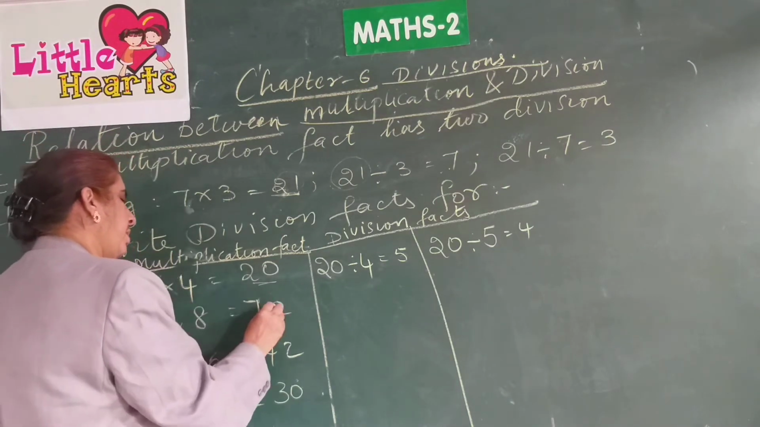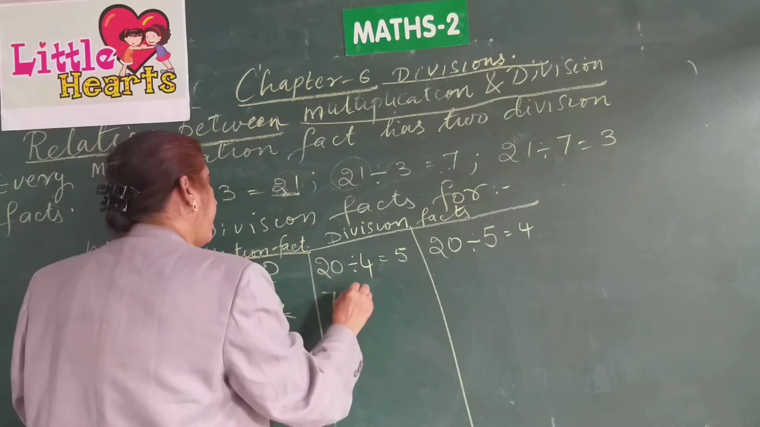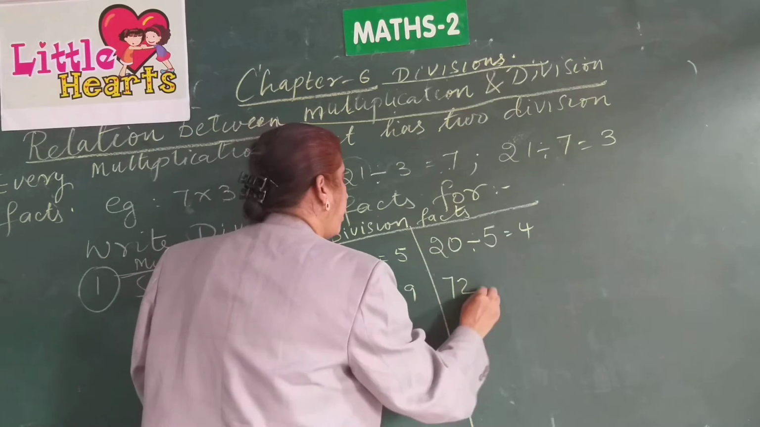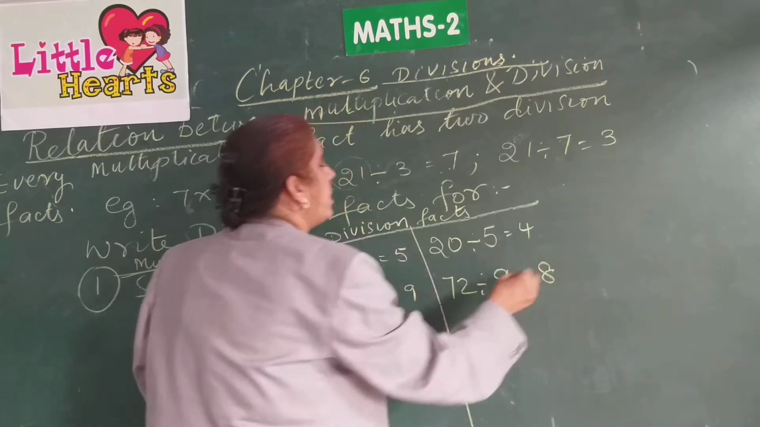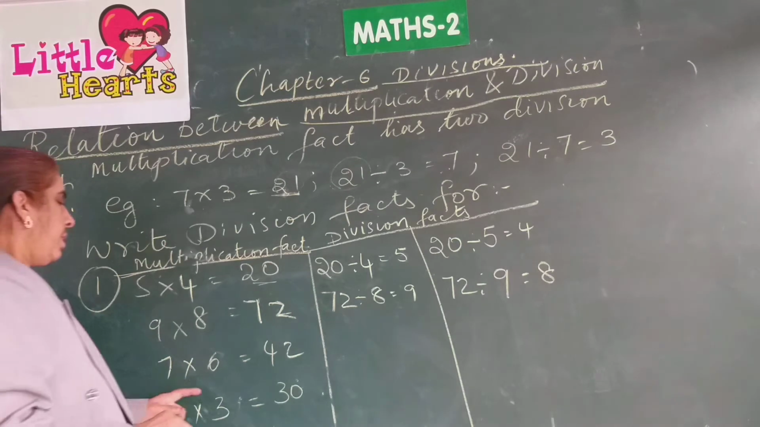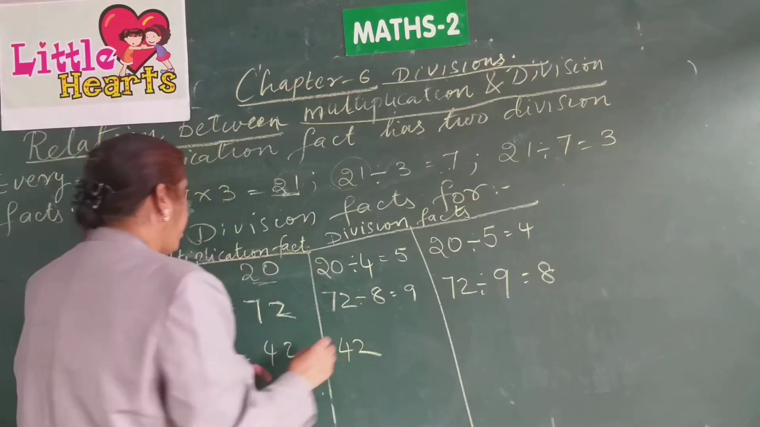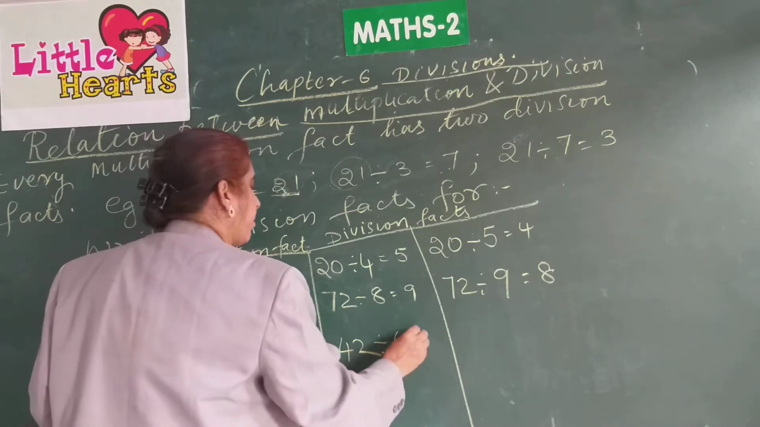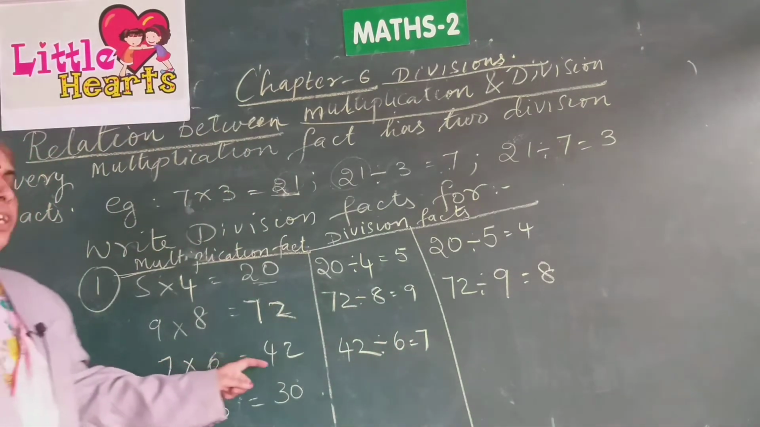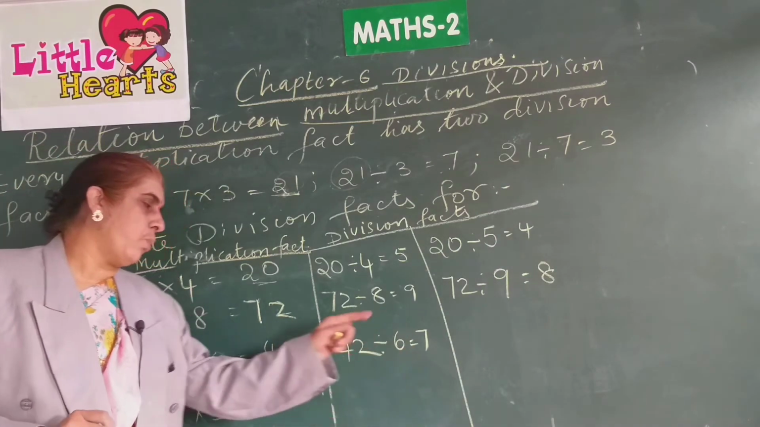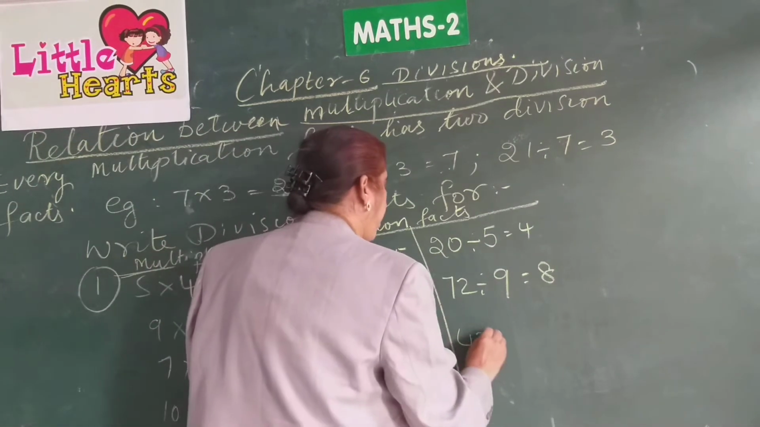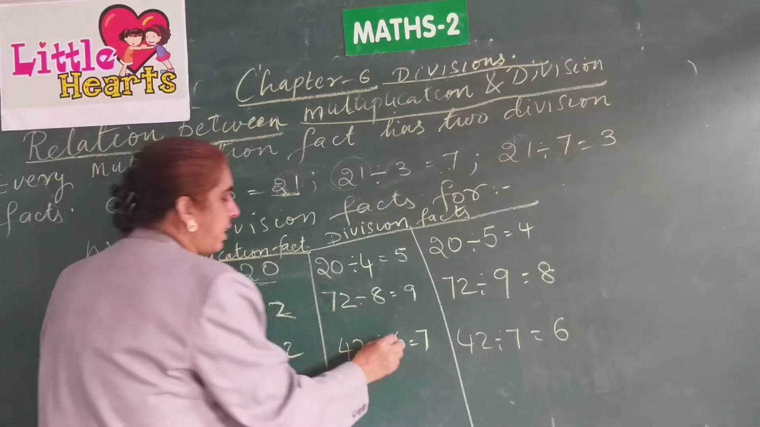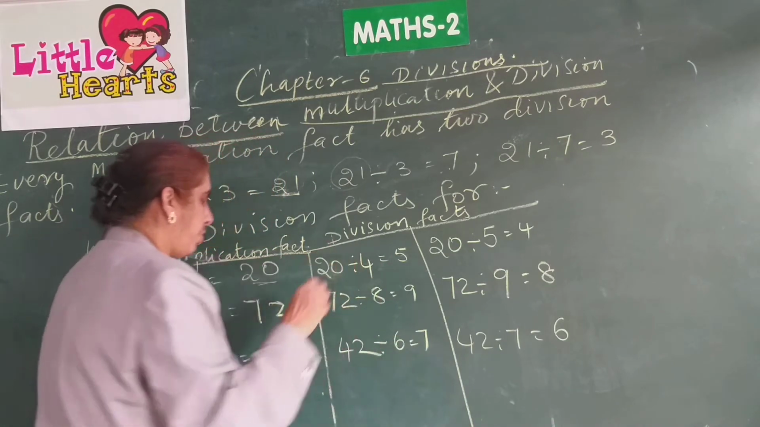9 eights are 72. 72 divided by 8 equals 9, and 72 divided by 9 equals 8. 7 sixes are 42. This becomes the dividend, and this takes 6 as the divisor. This becomes the quotient. 42 divided by 6 equals 7, and 42 divided by 7 equals 6. Just interchange these two. This becomes the divisor, this becomes the quotient.